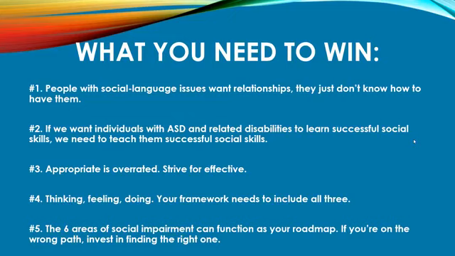We want to be aware of thinking, feeling, and doing. Your framework for intervention needs to address all three. And then those six areas of social impairment can function as your roadmap. And if you're on the wrong path, you obviously want to invest in finding the right one.